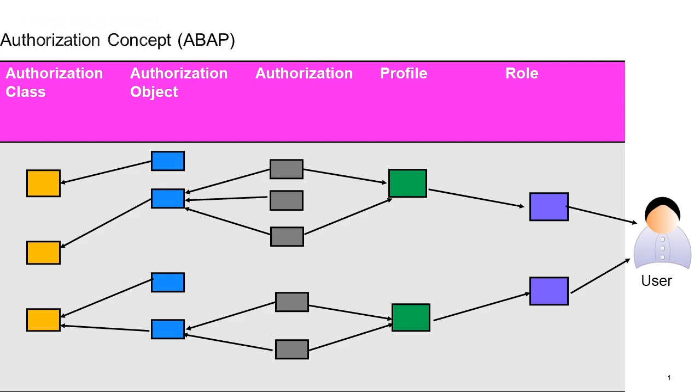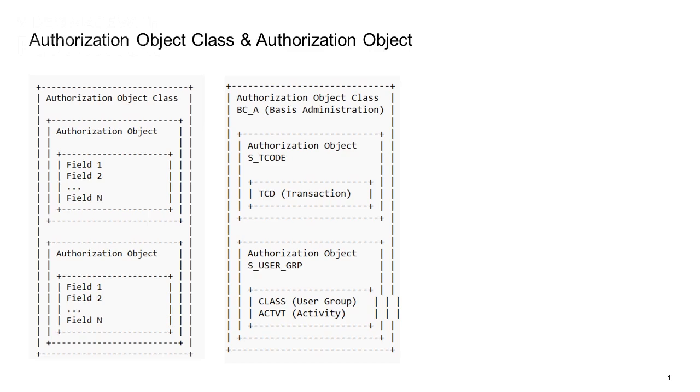How everything ties together. To sum it all up, authorization object classes group similar authorization objects, which contain authorization fields. These fields define specific permissions, which are bundled into authorizations. These authorizations are then included in authorization profiles. Finally, roles define what actions a user can perform, and the user master record links the user to the appropriate profile.